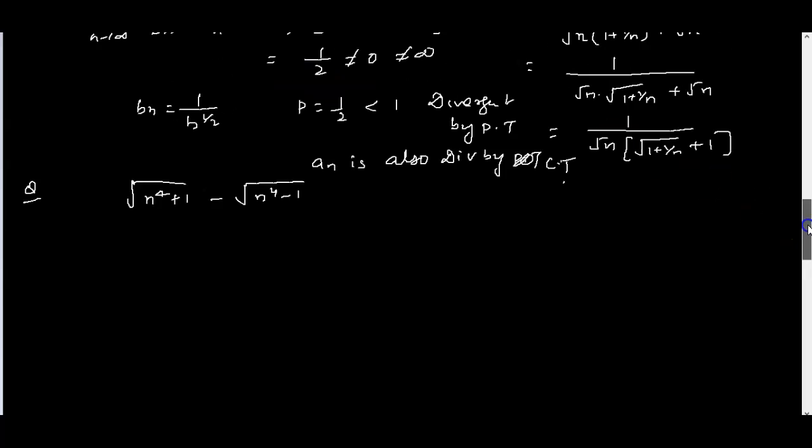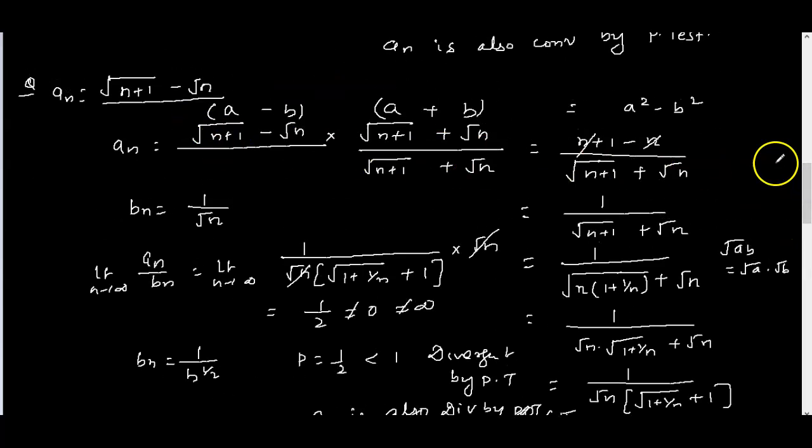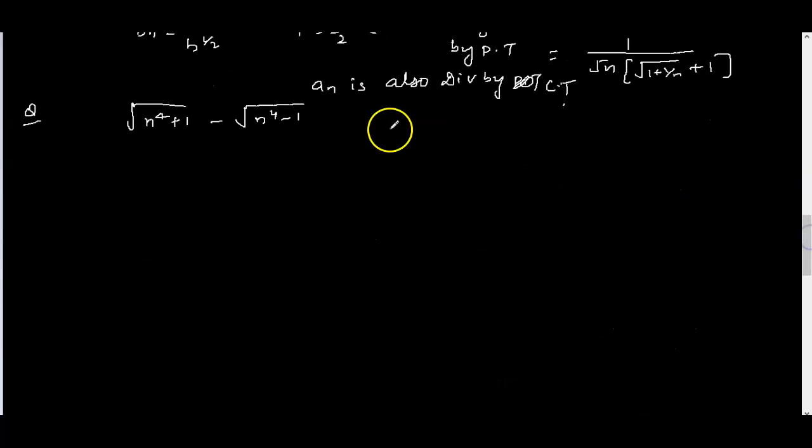Similarly, one question was also there in the assignment: the square root of n power 4 plus 1, minus the square root of n power 4 minus 1. This one also you have to do with the same method. Rationalize it and cross multiply, the same procedure.